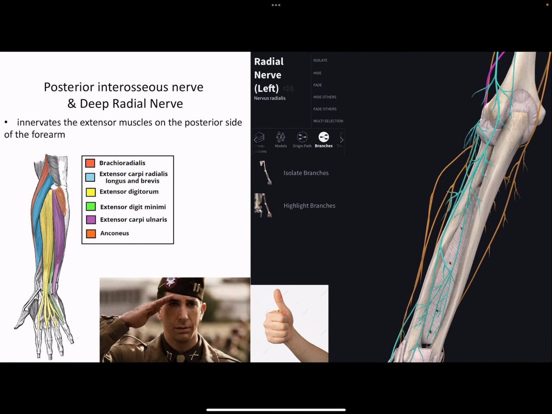All right, so we know that it innervates the extensors in the posterior compartment. Technically, though, it's semantics a little bit, but it's the posterior interosseous nerve and the deep radial nerve. So those, for all intents and purposes, at least to me, I'm just going to consider that radial nerve, but you might have to know the specific branch names for that. A salute would be wrist extension, a thumbs up would be pollicis extension.